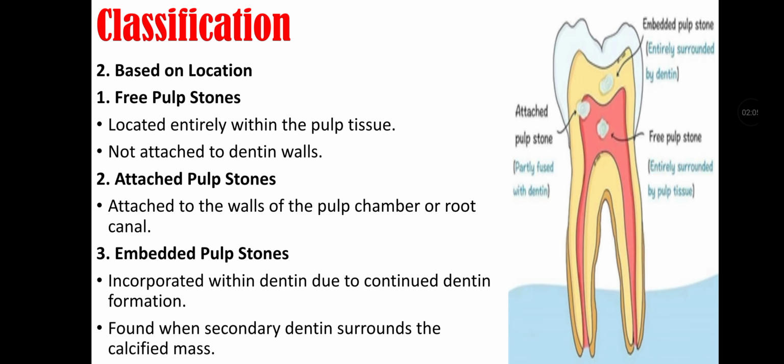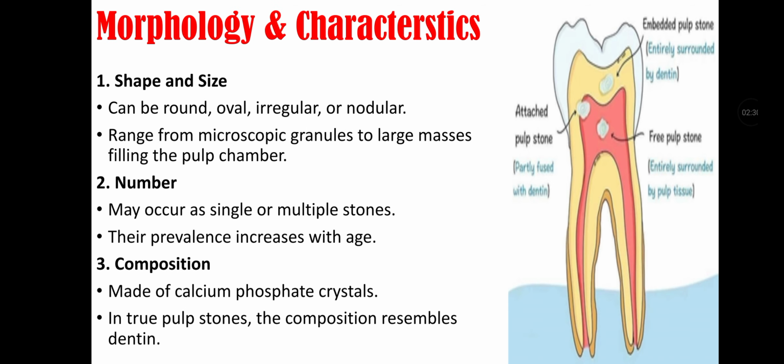Then there are classification of pulp stone based on their location. There are free pulp stone, attached pulp stone, and embedded pulp stone. Free pulp stone are located entirely within the pulp tissue. They are not attached to dentine wall. Attached pulp stone are attached to the walls of pulp chamber or root canal. Embedded pulp stone are incorporated within dentine due to continuous dentine formation. They are formed when the secondary dentine surrounds the calcified mass.